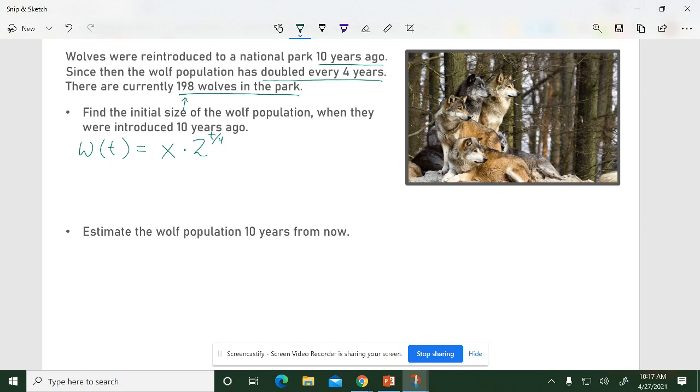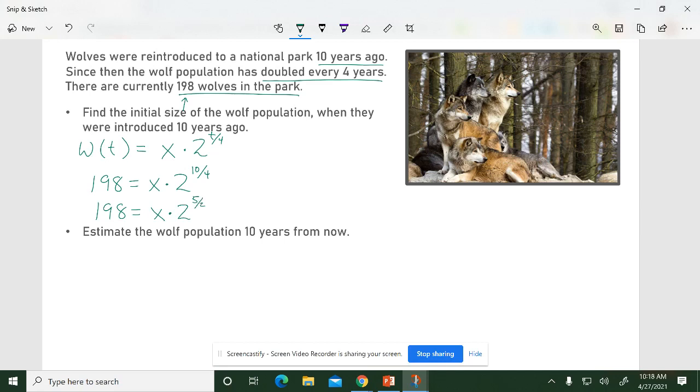So we can say W of t, after 10 years, we've got 198 wolves. We still don't know what we started with, but we know 10 years have passed. So we can plug 10 in for t. We have 10 divided by 4. So 198, the amount of wolves after 10 years, is equal to the number of wolves we started with times 2 to the 10 over 4 power. And I'm going to simplify that a little bit and write that as 2 to the 5 halves power. I'm going to simplify my fraction.